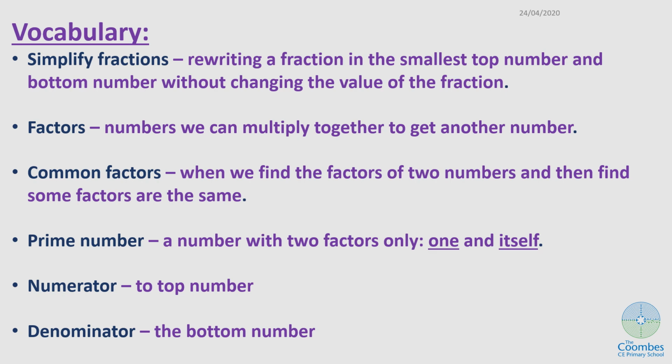Next, factors. Factors are just numbers we can multiply together to get another number. Then we have common factors. When we find the factors of, let's say, two numbers, and then find that some factors are the same, they are called common factors.